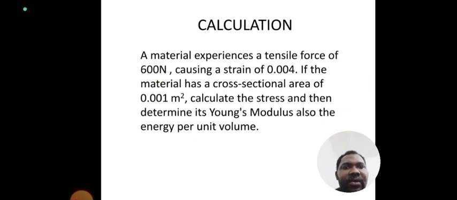Now we see another question here. It says a material experiences a tensile force of 600 newtons, causing a strain of 0.004. So that's the strain. If the material has a cross-sectional area of 0.01 meter squared, calculate the stress and then determine its Young modulus. Also the energy per unit volume. Okay, so we are asked for three things.